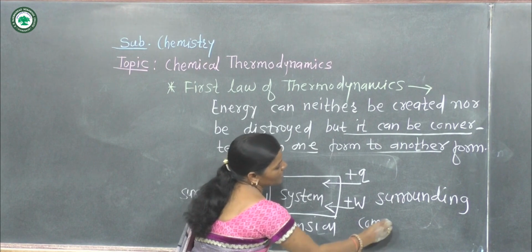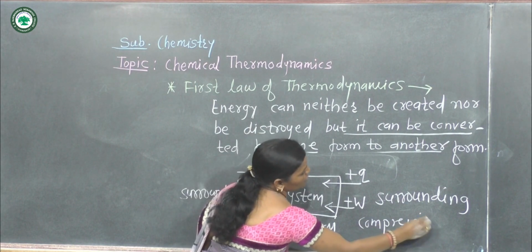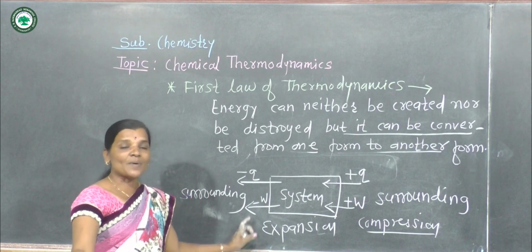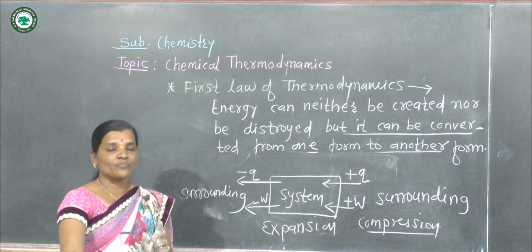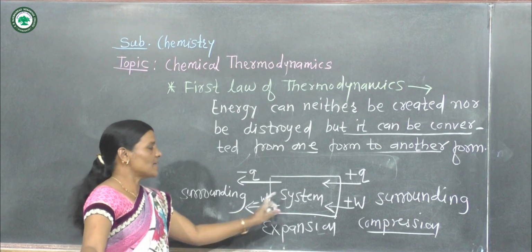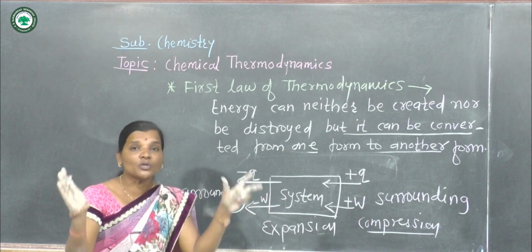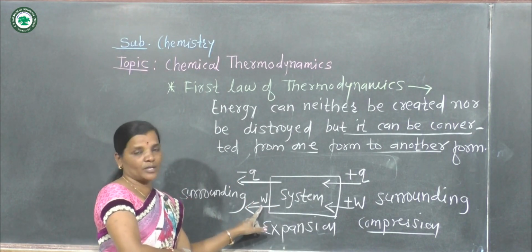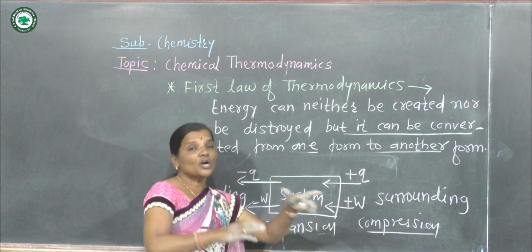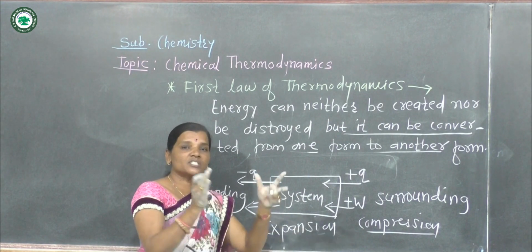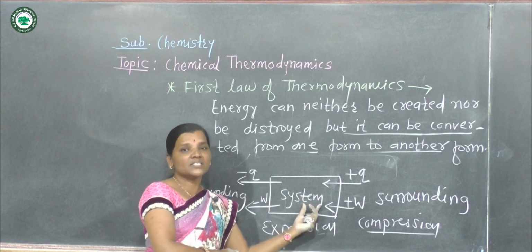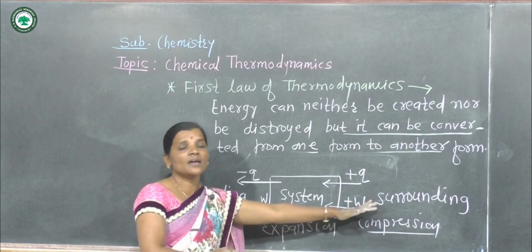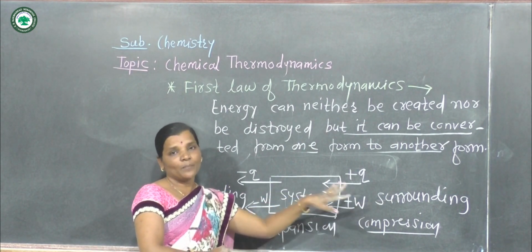So compression type of work is always positive. Expansion type of work is always negative. Why is that negative? Because that work is done by the small amount of system on the bigger amount of surrounding, so that is negative. And when the bigger quantity of the universe does work on the small thing, that is the system, that work is positive. Work is done by the surrounding on the system, plus W.